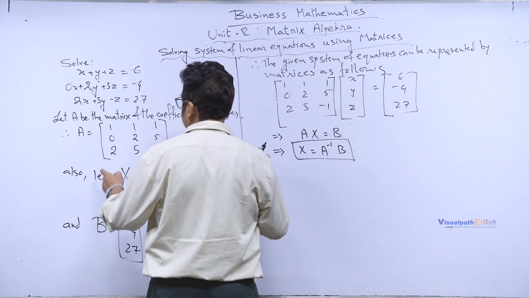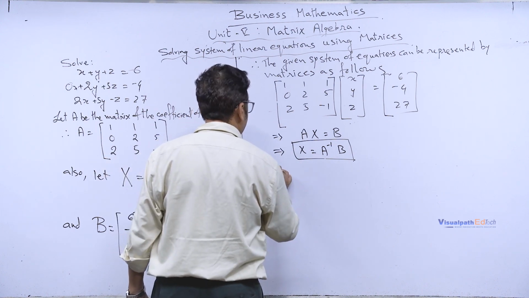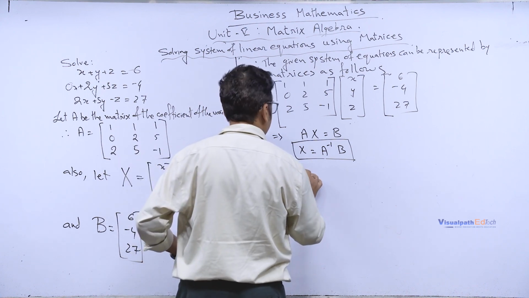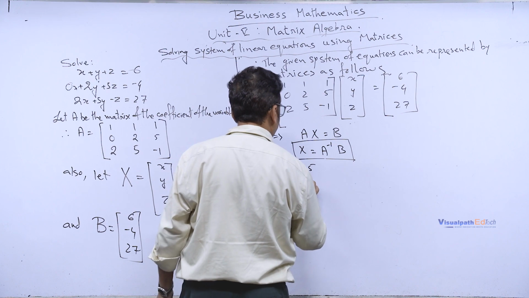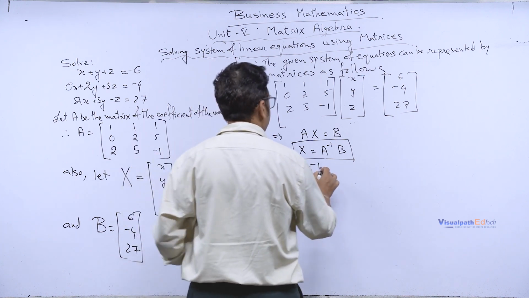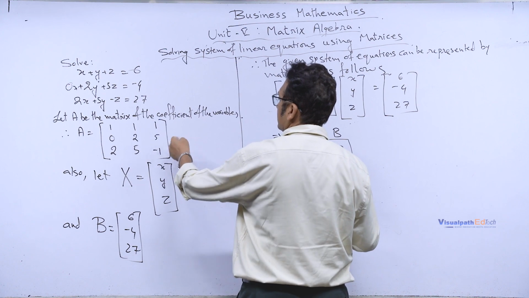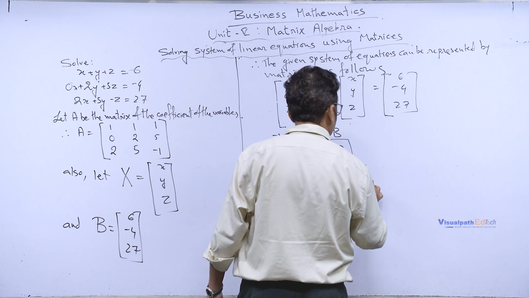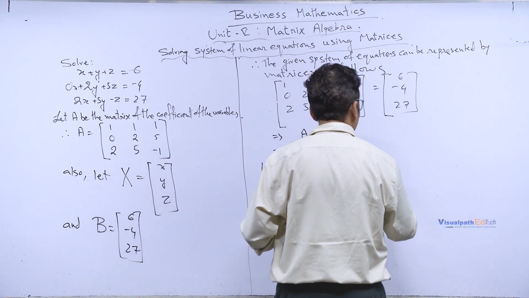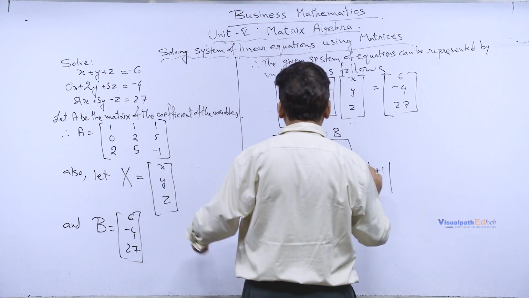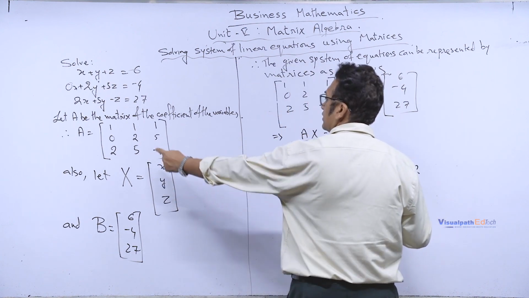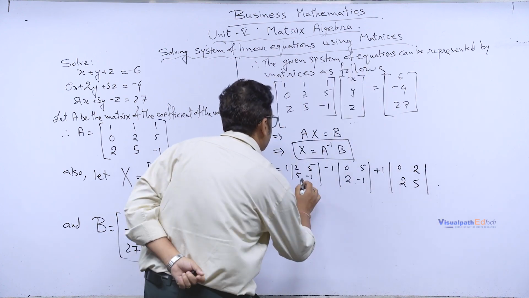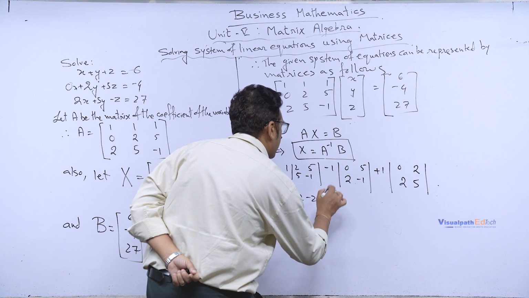So, we are given A is this matrix. So, determinant of A is equal to 1 into 2, 5, 5, minus 1. After that, minus 1 into, again we will get 0, 5, 2, minus 1. After that, we get plus 1 into, so we are left with 0, 2, and then 2, 5. Okay. So, that way we will get minus 2, minus 25.